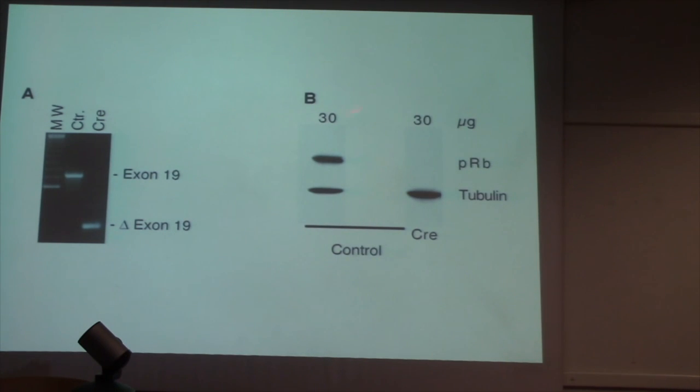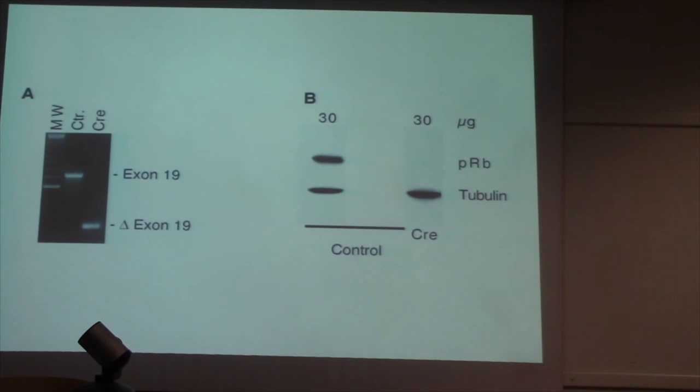This is what they found. They loaded 30 micrograms of cell lysate from control or Cre-exposed myotubes, and they found that there was a lot of RB in the control myotubes, but no detectable RB in the Cre-exposed ones. Very nice. Except one person in the lab came up and asked, well, how do we know that our Western blot is sensitive enough to detect trace amounts of RB? How do we assess how sensitive our Western blot is?